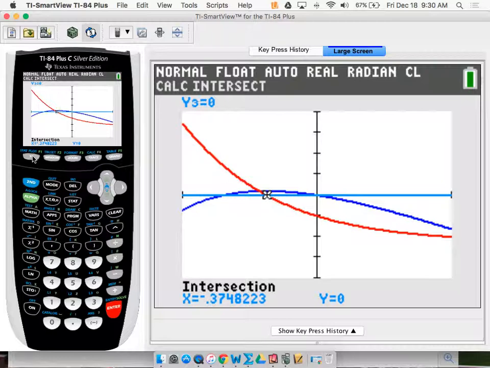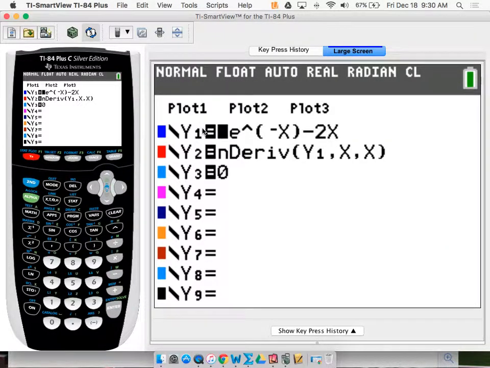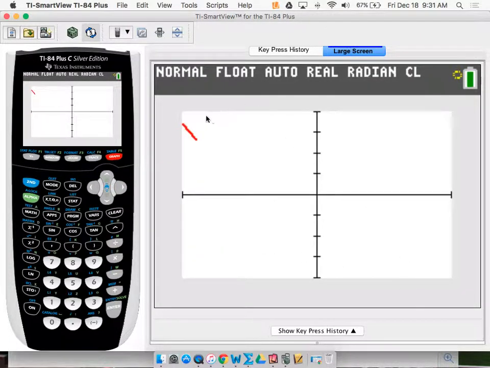Alright, go back to y equals. Go to y1, highlight the equal sign, and hit enter. What this is telling the calculator is that I don't want you to graph y1. All I want you to do is graph y2 and y3. So your equals sign should not be highlighted. You go to the equal sign and hit enter. Okay, so now hit graph again. Now all it's going to do is give you the derivative and then y equals 0.